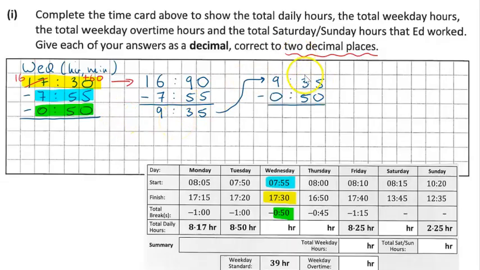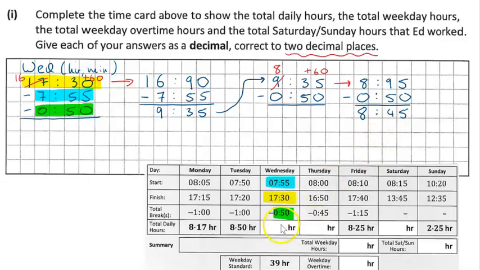And again, we have to borrow an hour because we can't do 35 minutes minus 50 minutes. So we're going to borrow an hour from the 9. The 9 becomes 8 because 9 minus 1 is 8, and we're going to add on the hour, which is 60 minutes, to the 35 minutes. So 60 minutes plus 35 minutes gives us 95 minutes. So 9:35 becomes 8:95. 95 minutes take away 50 minutes is 45 minutes, and 8 hours take away 0 is just 8. So it works out to be 8 hours and 45 minutes.